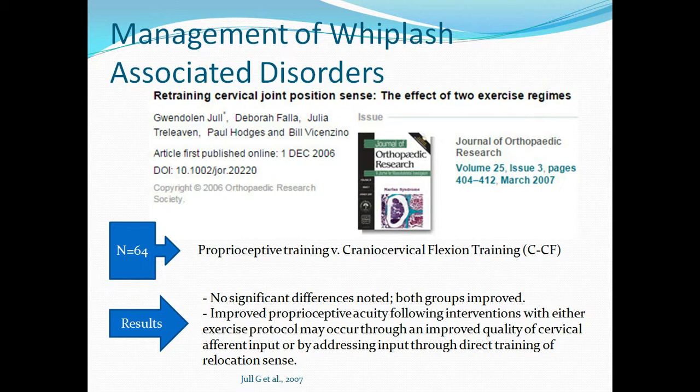The results suggest that improved proprioceptive acuity following the intervention with either exercise protocol could possibly be occurring through an improved quality of cervical afferent input or by addressing the input through direct training of relocation sense. So this gives us a good opportunity for our patients who exhibit deficits in those areas from an intervention standpoint.